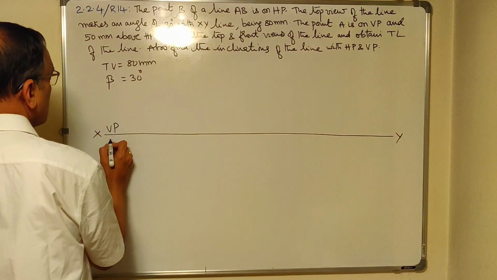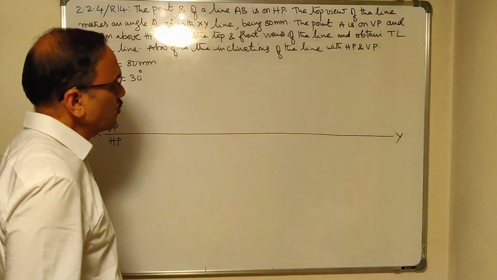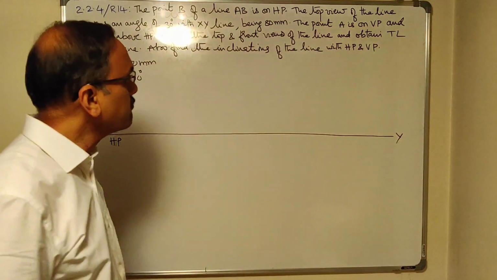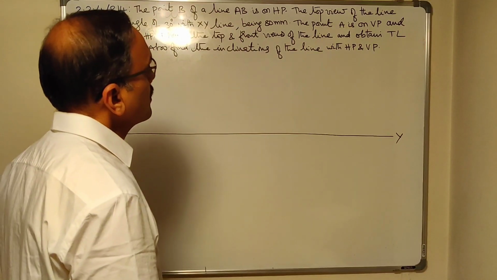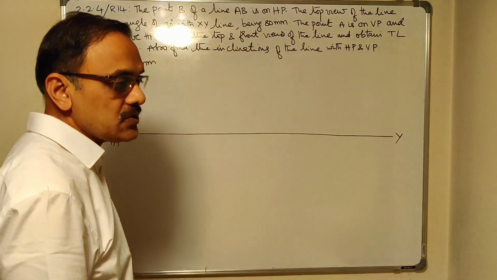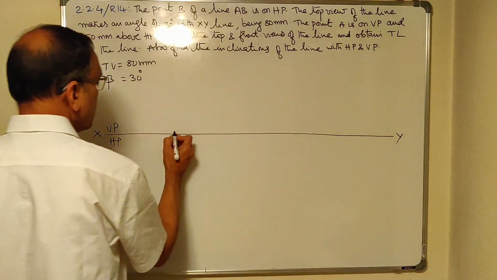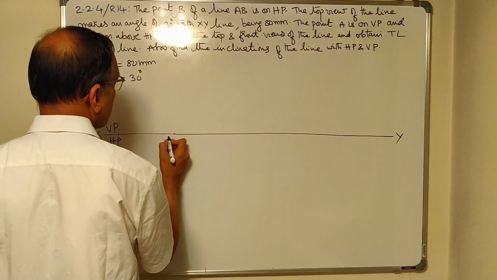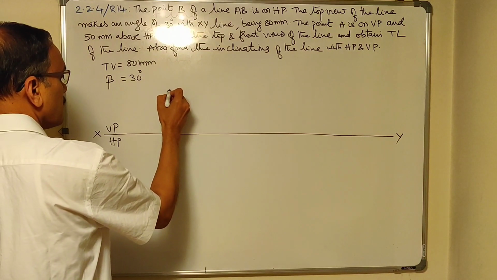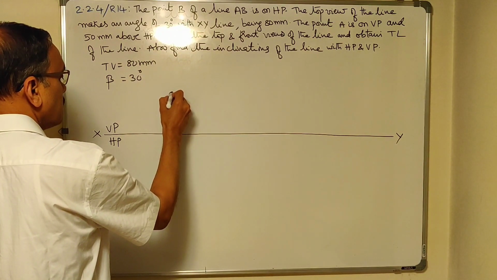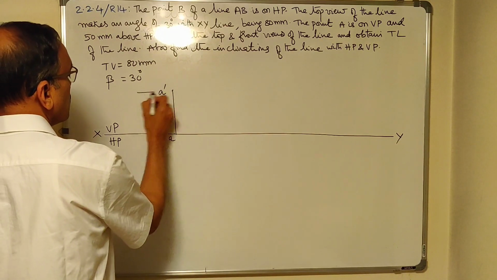XY line in first angle projection. Now how to solve? How to start? You are given the position of the point A with reference to VP as well as HP. So I will start with that. A is on VP. So I will put the top view of A here. And it is 50 mm above HP. That also I can mark. This distance is 50.